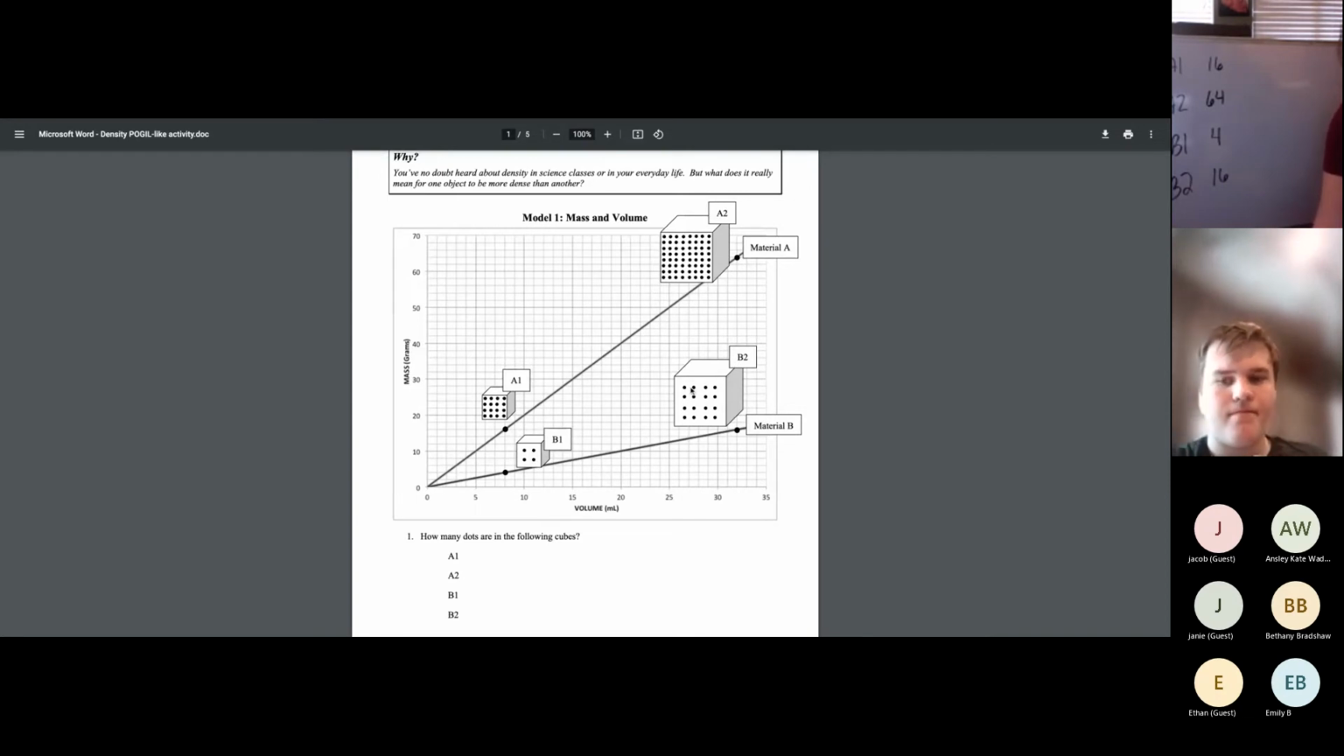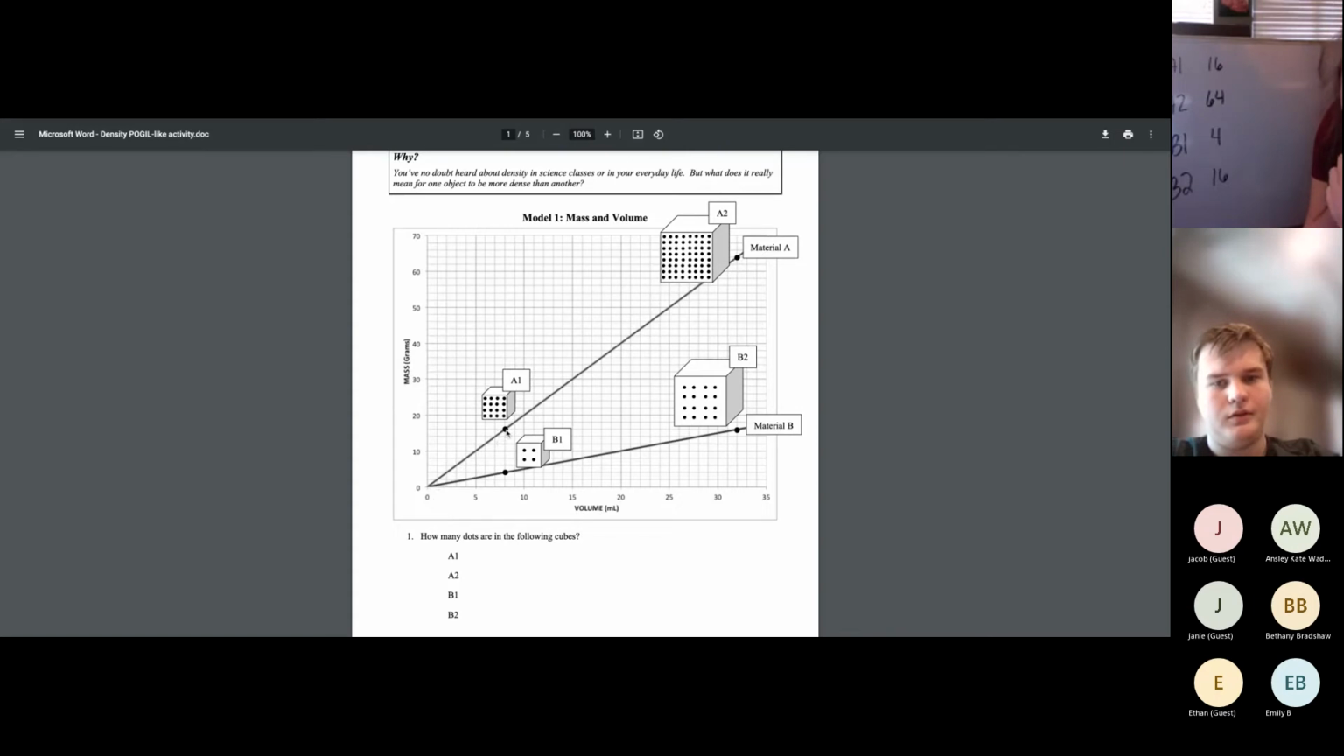Is there the same amount of space in between the dots in B1 and B2? Yes. What about A1 and A2? Are they organized inside the same? Yes, right? And we see that their mass and their volume follow a similar pattern because they have this perfect straight line.